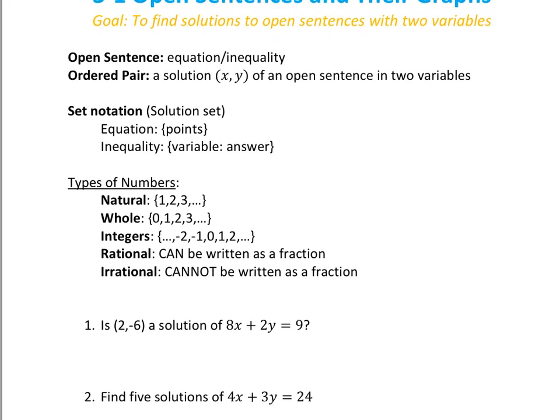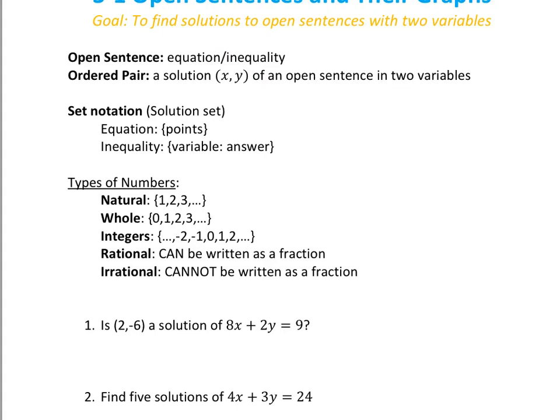Okay, so we're going to start with open sentences, which are just any inequality or equation. That's all it means, either one of those. An ordered pair is a solution for those open sentences in two variables. The variables are always x and y. You write it like this: parentheses x comma y, close parentheses. That's what an ordered pair is.